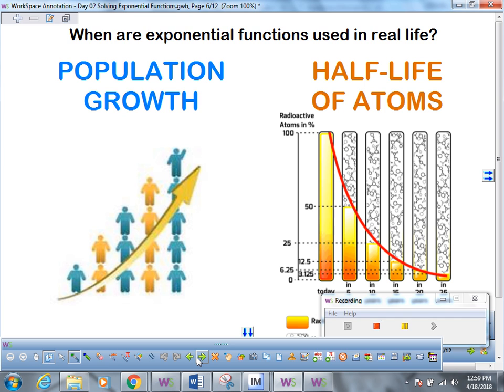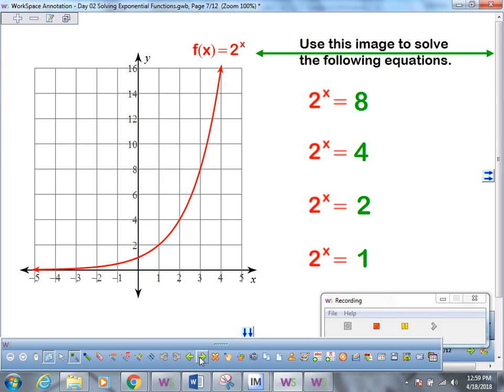So when are exponential functions used in real life? We're going to talk about that more on Friday. Statistics, population, in science when we talk about half-life. Okay? All right. So we're going to solve exponential functions today. We're going to solve them graphically, and we're going to solve them algebraically. I'm going to show you graphically and algebraically side by side.